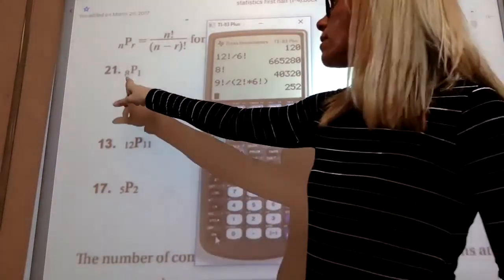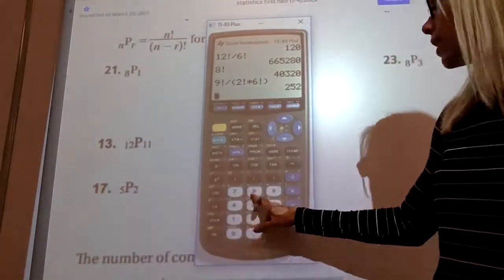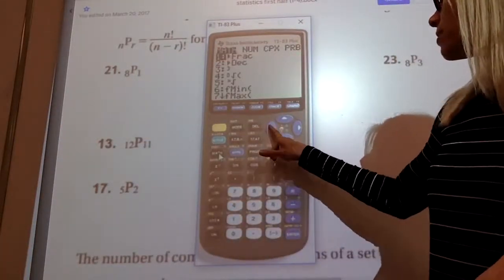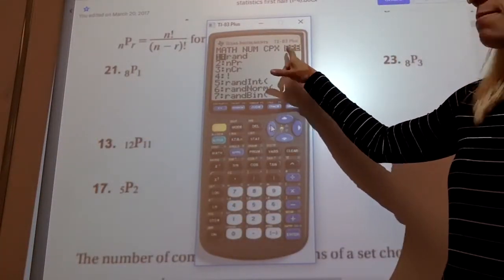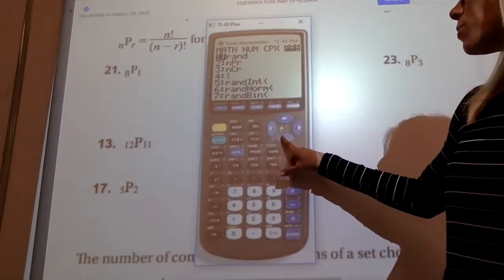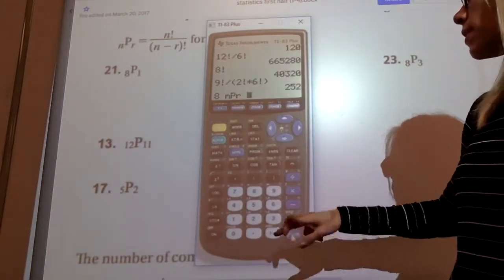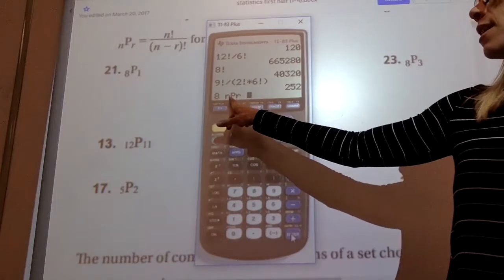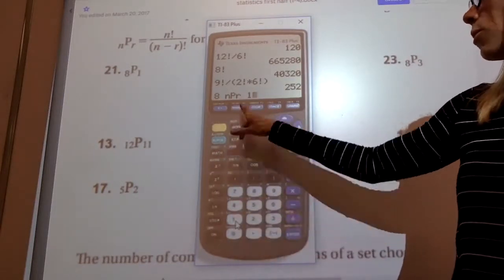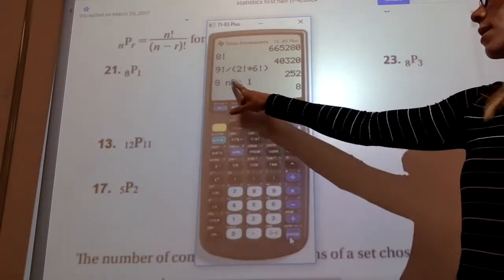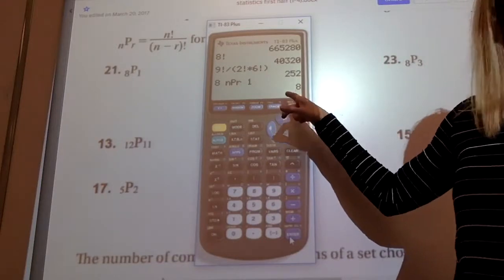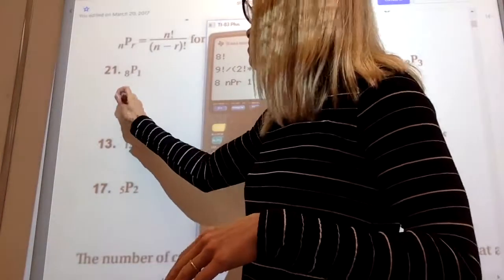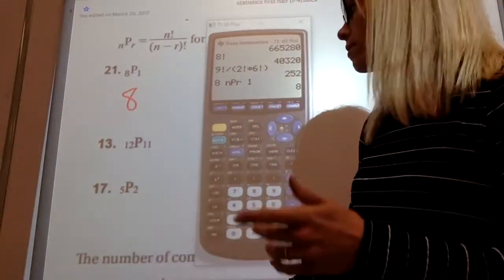You have to put in the 8 first, so 8. Then you go math, and it's under that same probability tab, the nPr. So you push number 2, enter. And then see how you have 8 nPr, and then you put the 1, and then enter. And that's how many ways you can pick 1 out of the 8, which should make sense. There's 8 ways to pick 1.